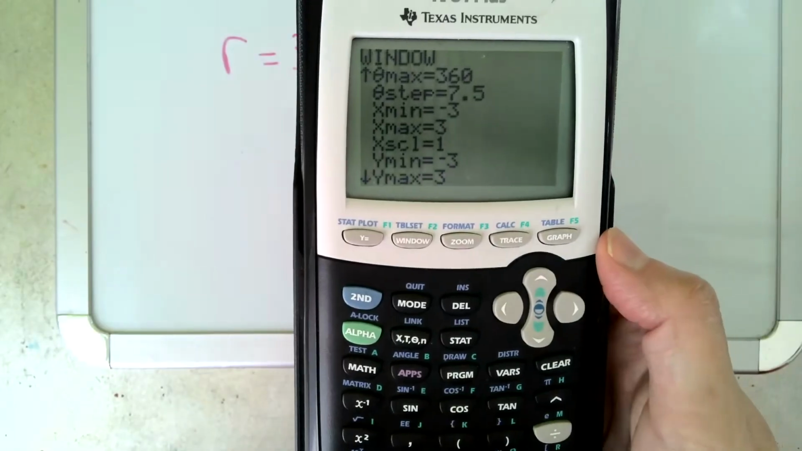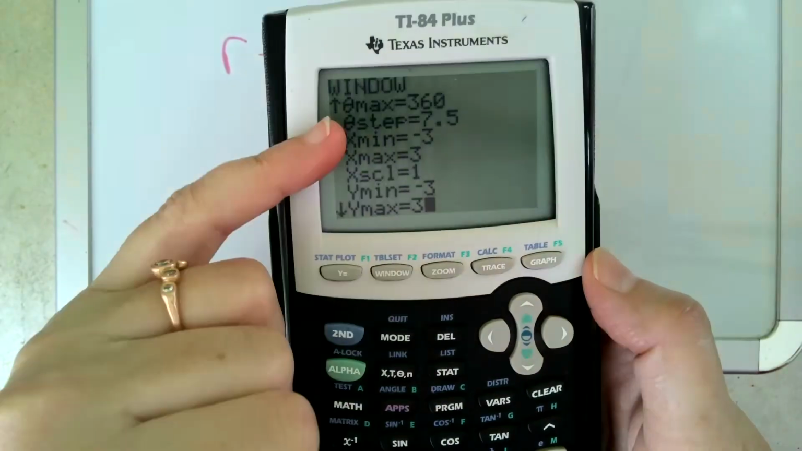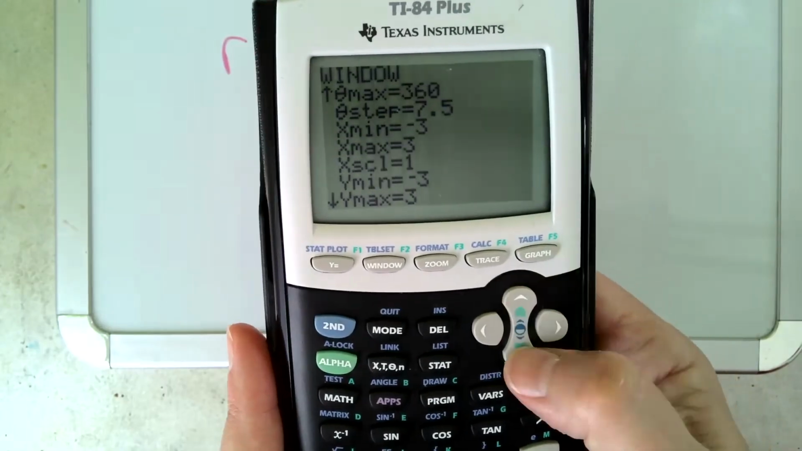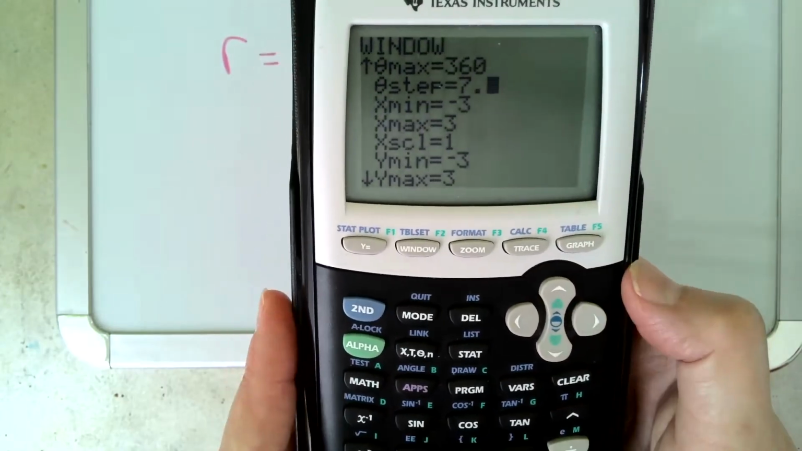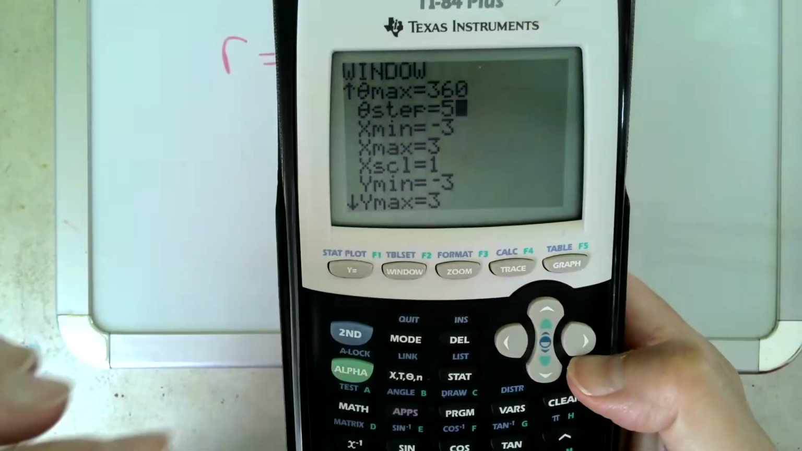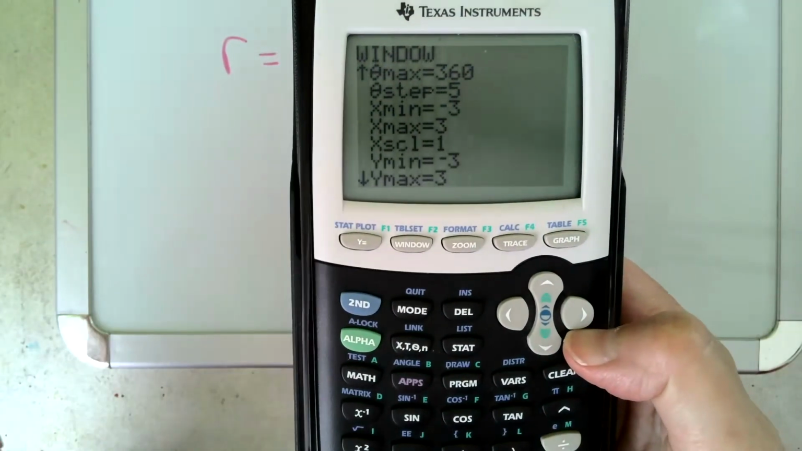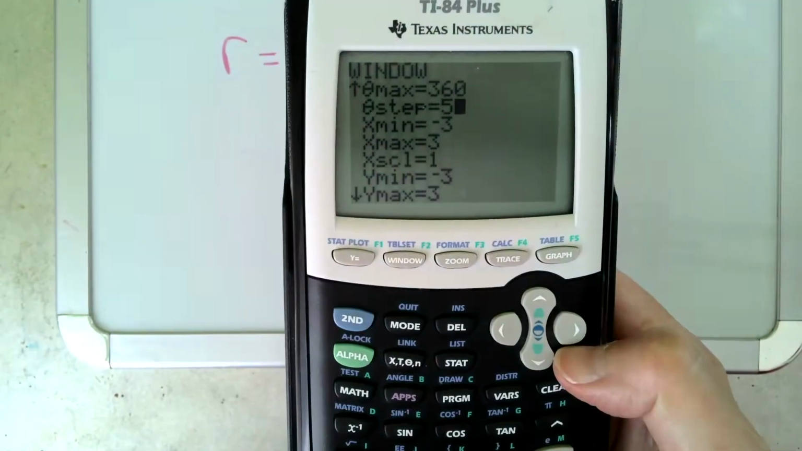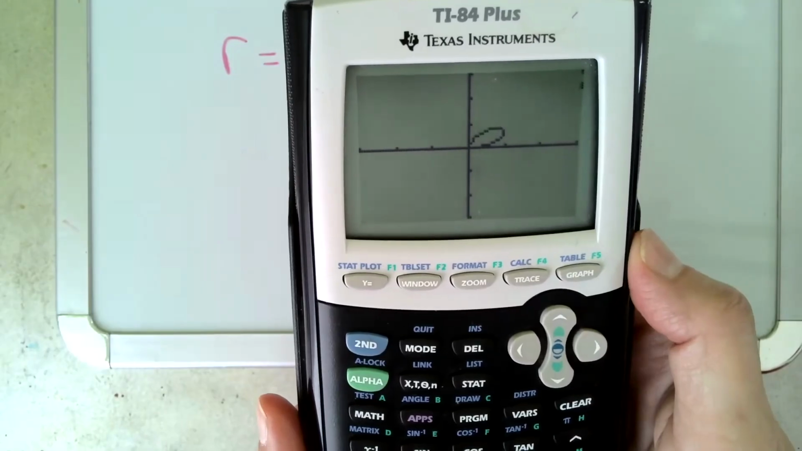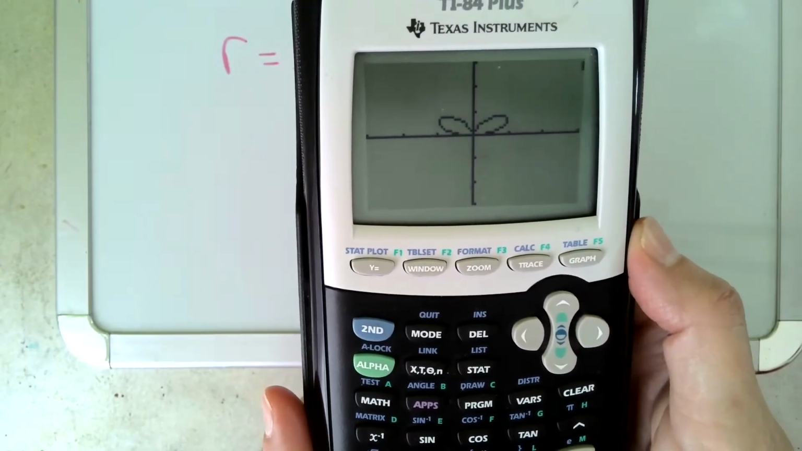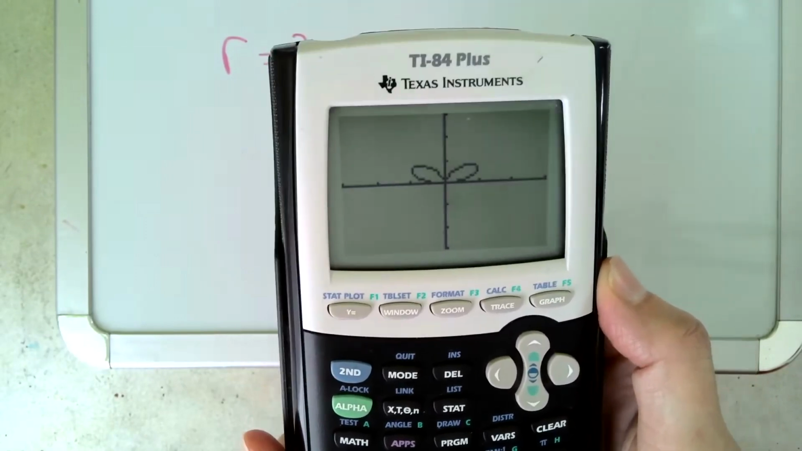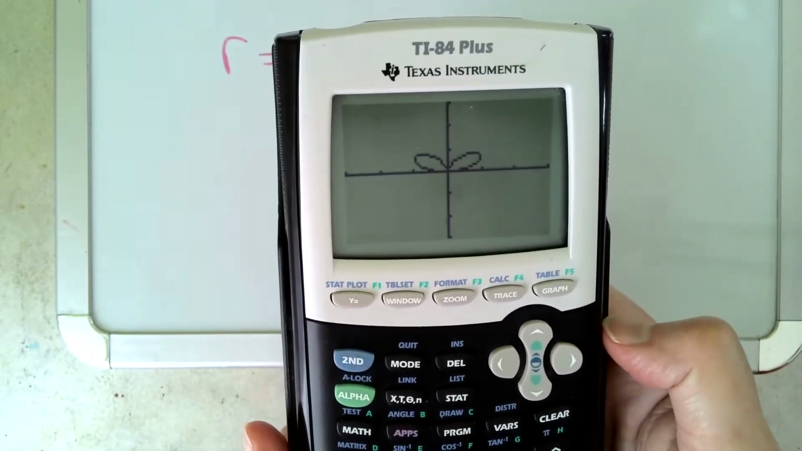All right, and then the last thing is my step. 7.5 seems fine, but I'm going to actually change that and make it 5. I'm going to do that by clearing that one and then typing in a 5. Step means how much between each point. I want to go up by 5 degrees between each point. Now I'm going to graph again and see if I have a prettier picture. There we go. And that, my friends, is how you graph polar equations in your Texas Instruments graphing calculator.